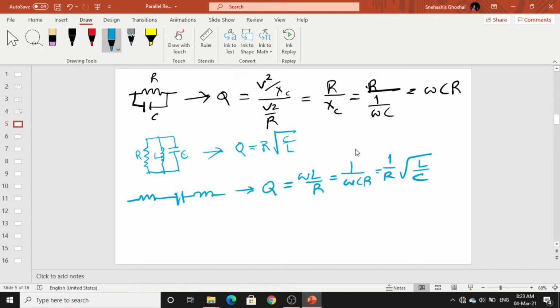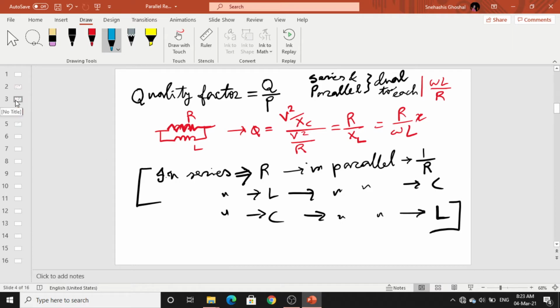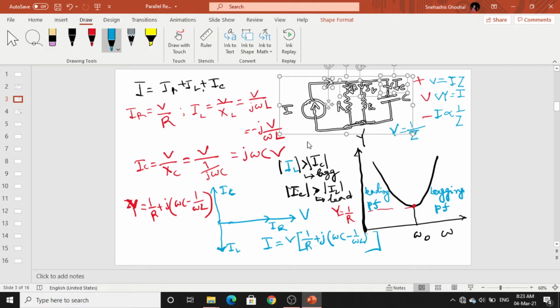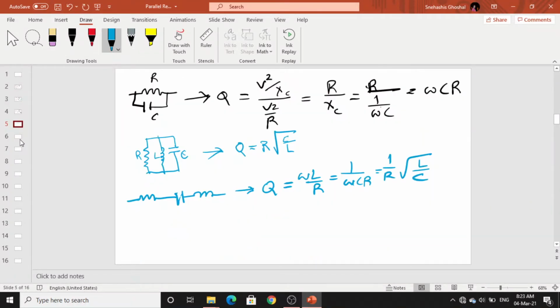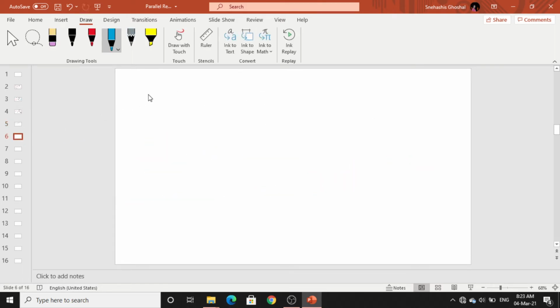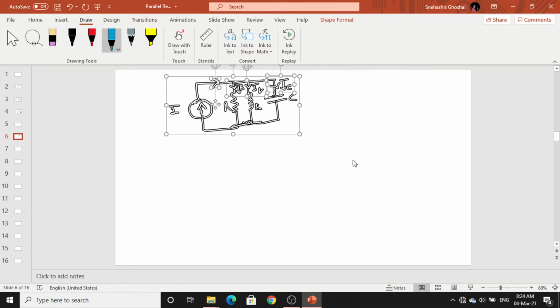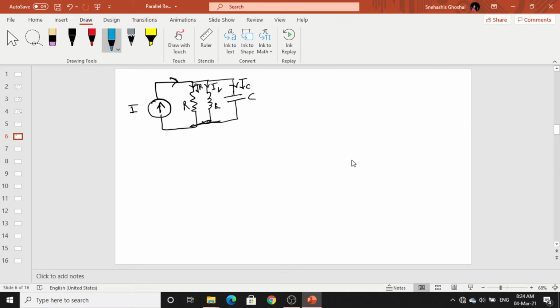Okay. So right now let's go back to the diagram again, the phasor circuit diagram I want to refer to. Let's copy. Paste it over here. That is the scenario.